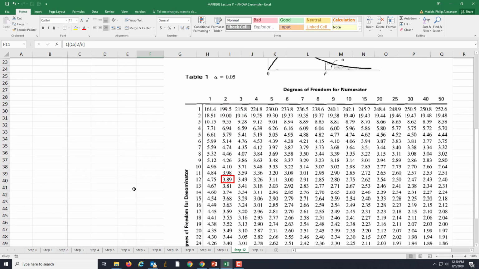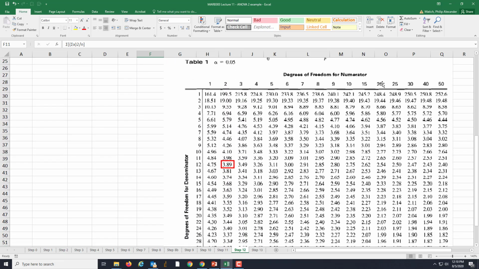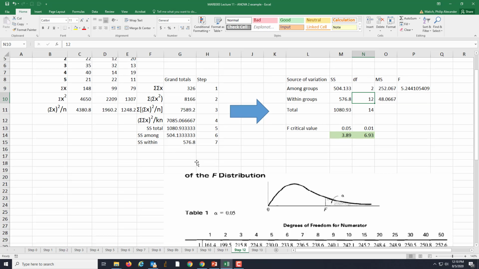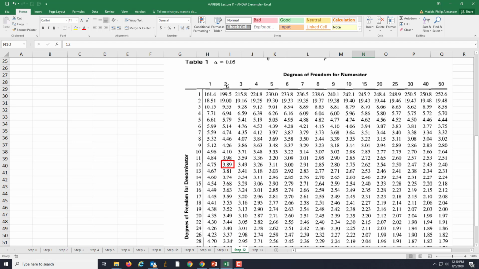So we can then look at our f table, and again, our numerator and our denominator are not based on the size of the variance for each one of our samples. It's going to be based on our table. So the numerator is going to be our among groups. So we're going to use the degrees of freedom for our among groups here for our numerator, and then we're going to use the degrees of freedom for our within groups for the denominator. And so in turn, we can go to our table, we can find 2 for the numerator and 12 for the denominator, and find what our critical value is here for alpha equals 0.05.